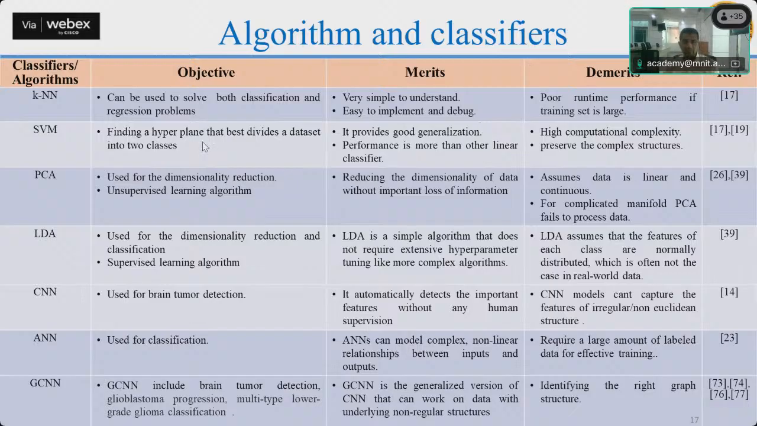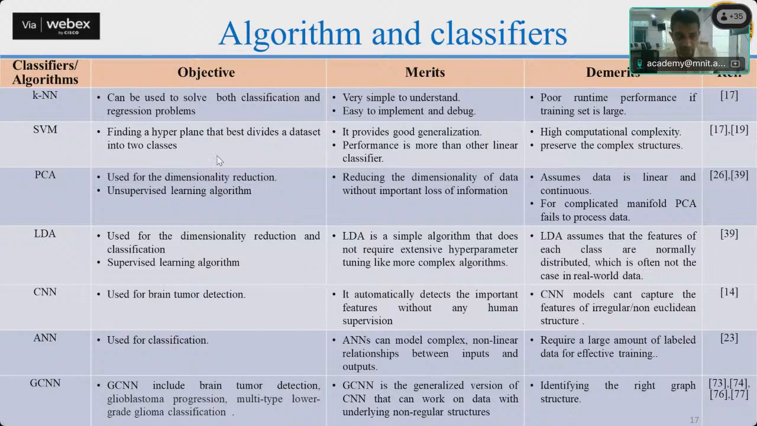Thereafter we find SVM. In SVM you find a hyperplane that best divides the data set into the two classes. SVM allows good generalization performance, more than other linear classifiers. I used it here, but it also proves that there is a high computation complexity to preserve the complex structure. What do you mean by PCA?